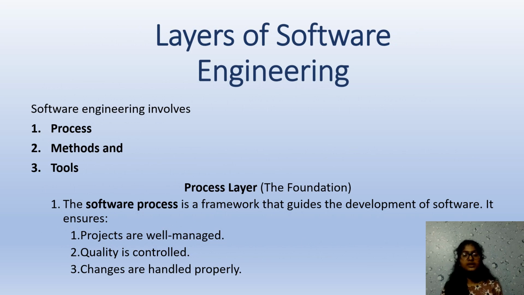Coming to the layers of software engineering, we have three layers: process, methods, and tools layer. The first one is the process layer, which is the foundation of software engineering. The software process is a framework that guides the development of the software. It ensures the projects are well managed, quality is controlled, and changes are handled properly.